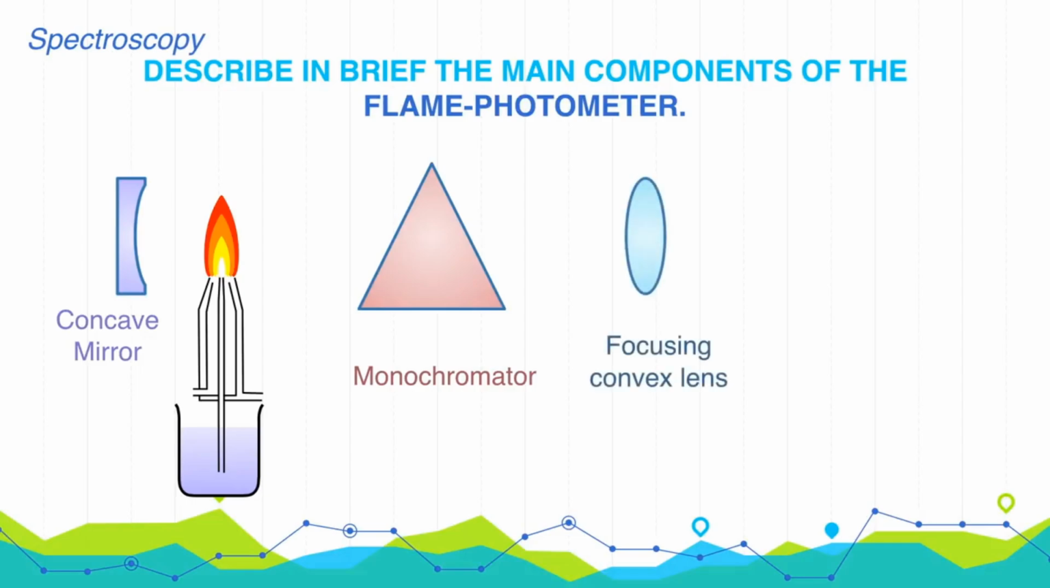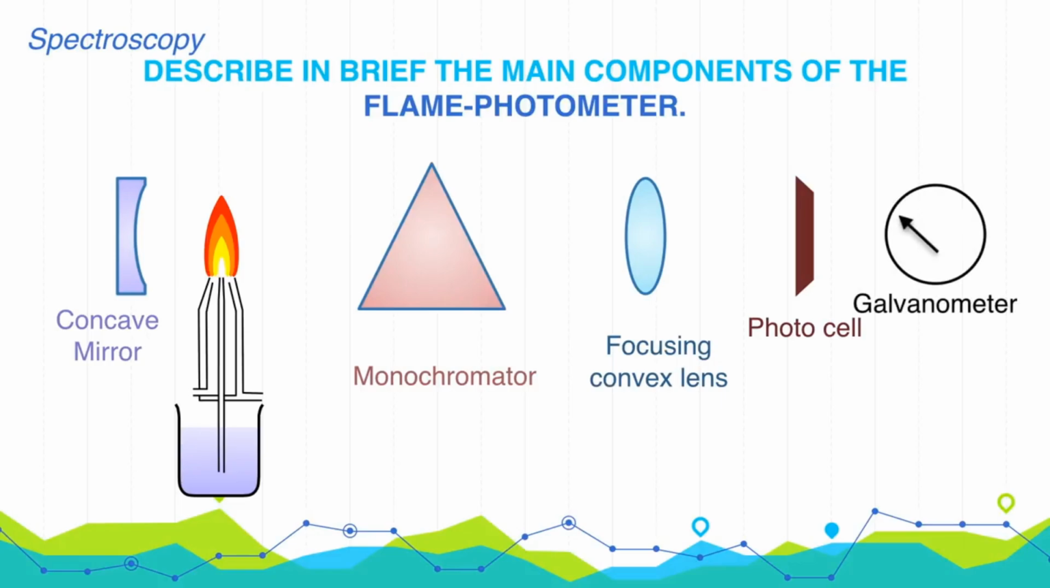Then comes the focusing convex lens. It collects the radiations coming from the monochromator and allows them to fall on the detector. Photocell. A beam from the monochromator falls on the photocathode of the photocell. The current is recorded. The magnitude of electric current is directly proportional to the concentration of the solution. The photocell used is a PMT or photomultiplier tube. And finally, there is the readout meter. This meter gives us directly the intensity of radiation which is emitted by the excited atoms when they return to the ground state. Let's discuss the working of this instrument.